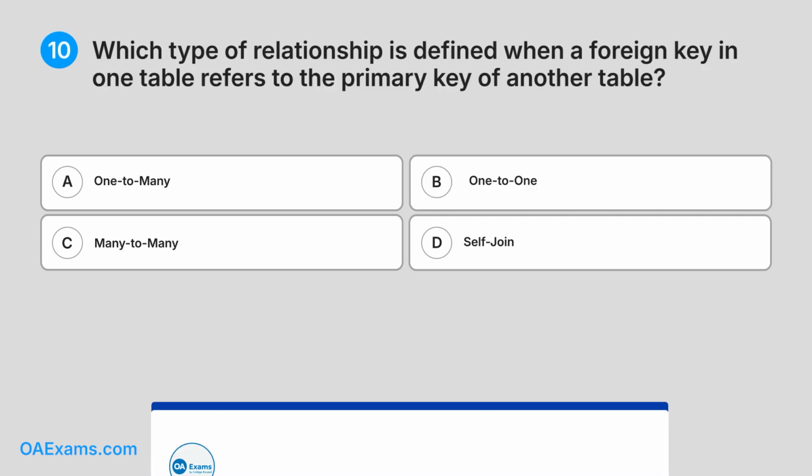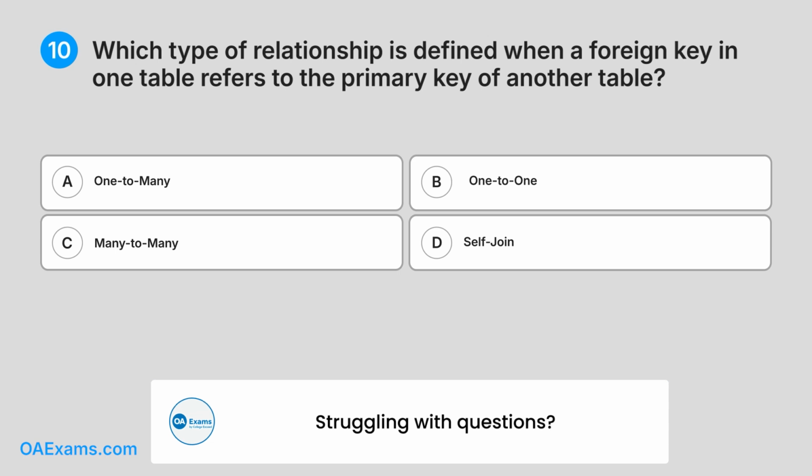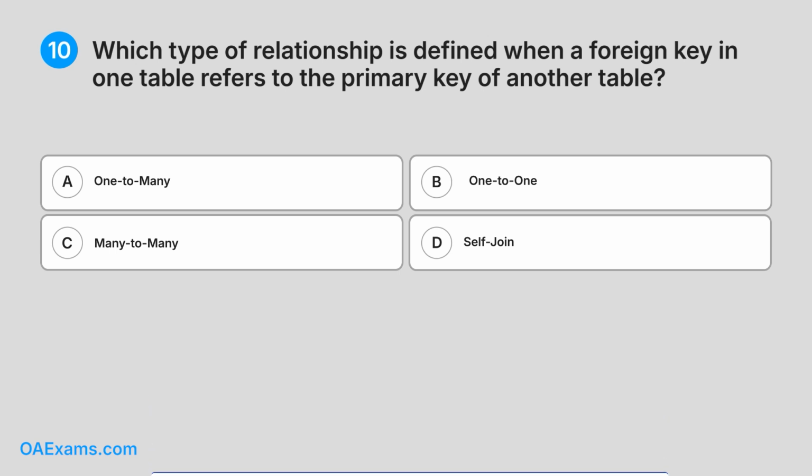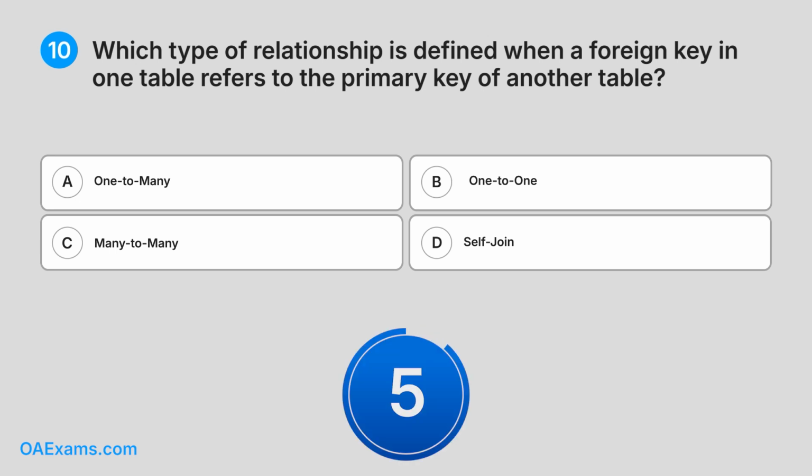10. Which type of relationship is defined when a foreign key in one table refers to the primary key of another table? A. One-to-many. B. One-to-one. C. Many-to-many. D. Self-join. Do you know the answer?